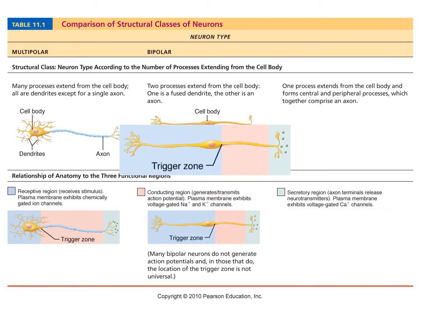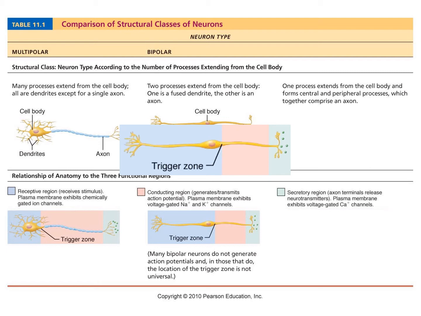These are the three regions in a bipolar neuron, and I want you to notice that the point of commonality here between multipolar and bipolar is that the bipolar has a receptive region involving dendrites and the cell body, and a conducting region involving the axon.